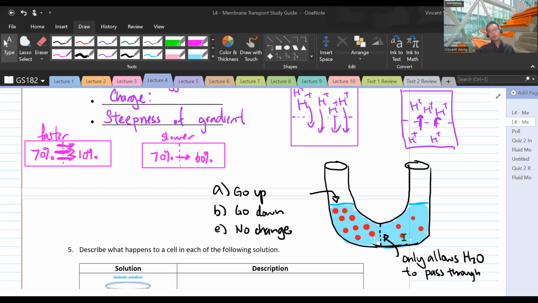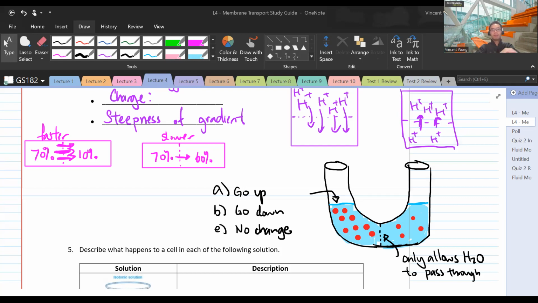Let me repeat the question. Which way will the water go? If the water goes to the left, it will cause the water level to go up. If the water goes to the right, it will cause the water level to go down on the left side. Or if the water doesn't go anywhere, then there will be no change, right? Well, let's take a look. We have almost 50-50 here, right? And we will see what the correct answer is. Pay attention. I guarantee you will see this question either on the quiz or on the test later on, so make sure you understand this.